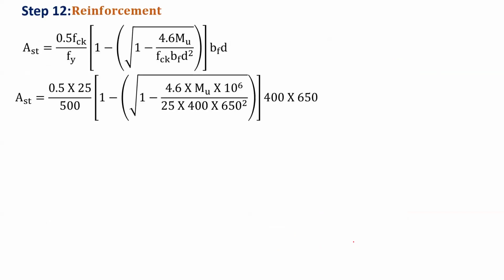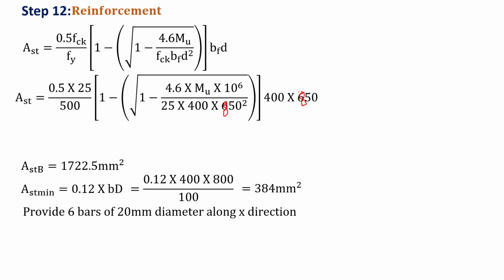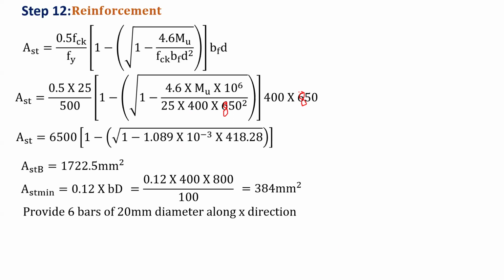So now we have next, that is reinforcement. Now I will go a little bit fast. So we have this will be 25 into 400 into 650 square. So we have this as 400, and this is not 650 actually. We have this value that is 850. And then we got this value 1772.5 mm square. Ast minimum is 384 mm square. 6 bars of 20 mm diameter along X direction. So we have calculated this. Now just check this. I have taken as 650 or 850, and accordingly you calculate the values.